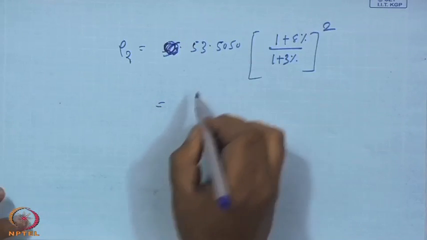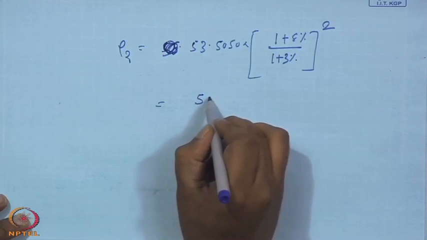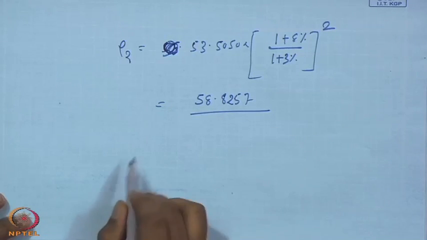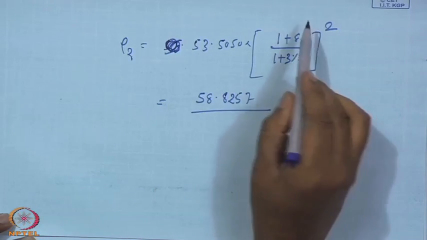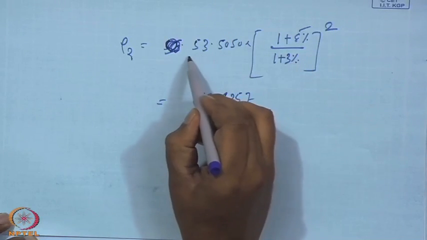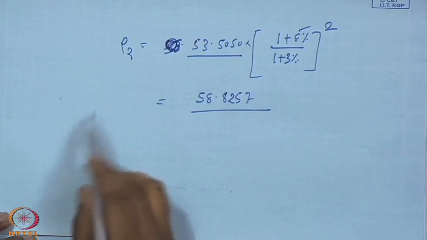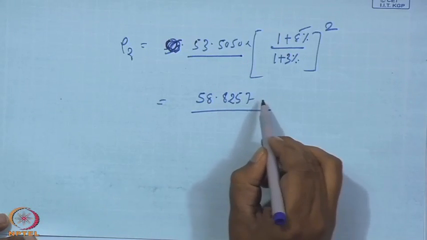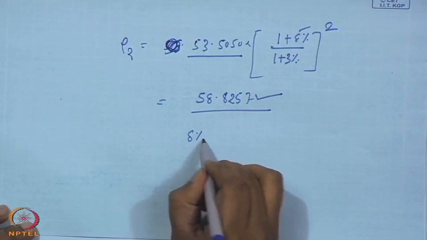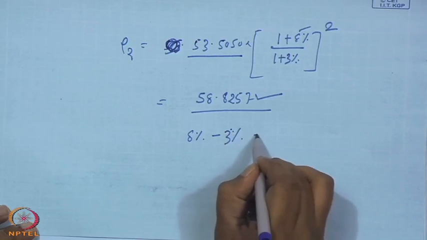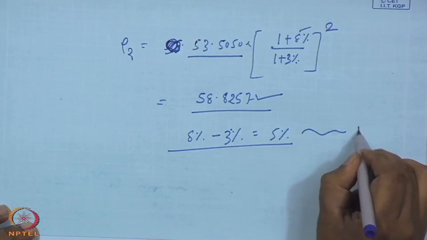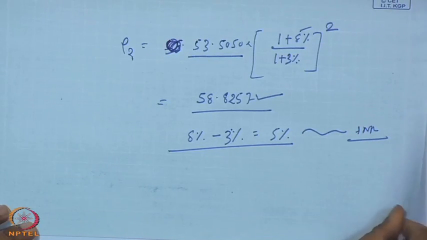If you solve this, it will give us something around, after 2 years the rupee will be depreciating to 58.2857. So, after 2 years, if inflation continues in India at 8% and in US at 3%, and the current spot is 53.5050, the rupee after 2 years will be 58.2857. That is the rate of depreciation of the rupee. Here inflation in India is 8% and US inflation is 3%, and this 5% inflation differential leads to depreciation of the Indian rupee, the INR.